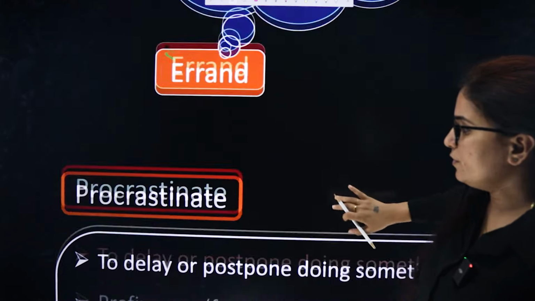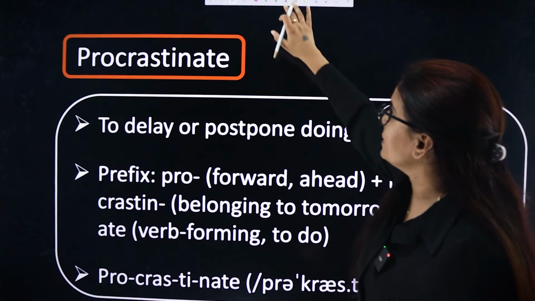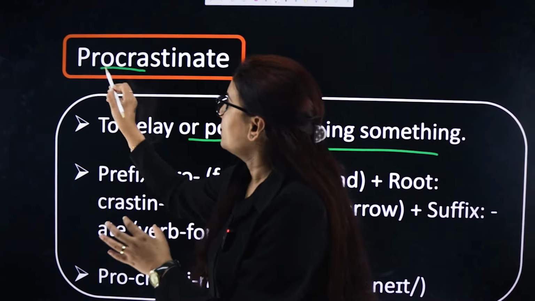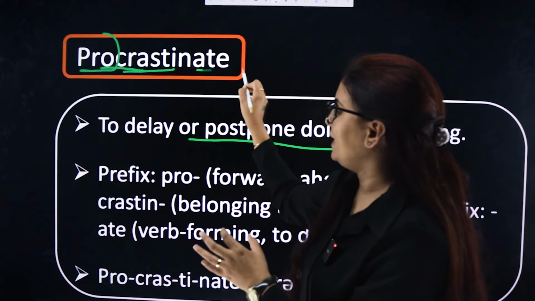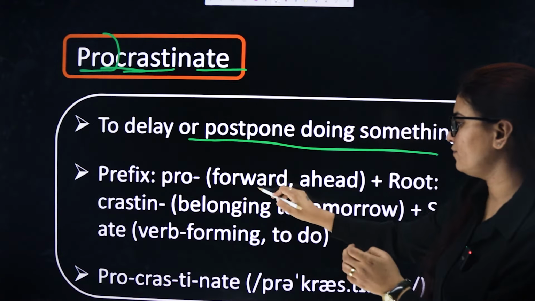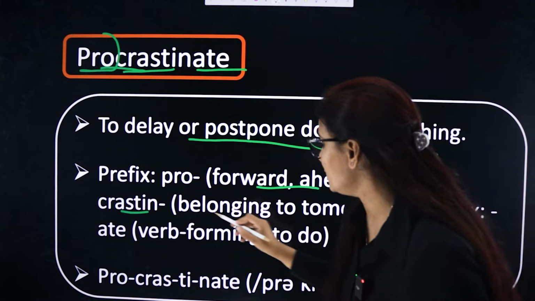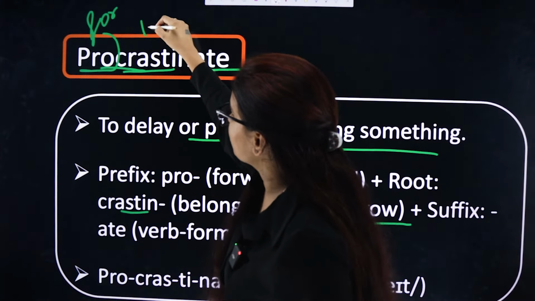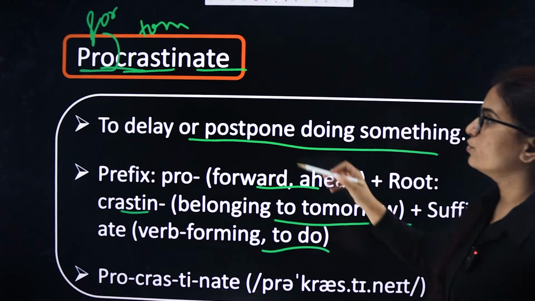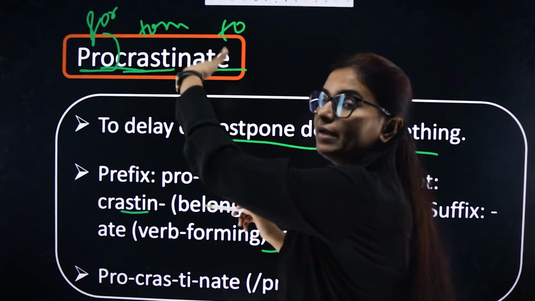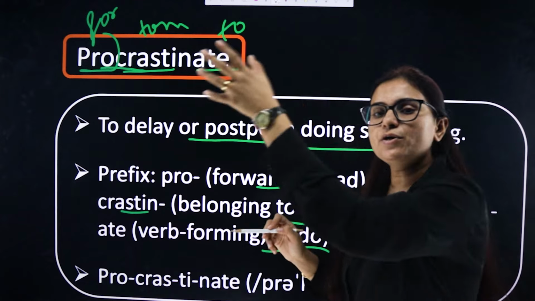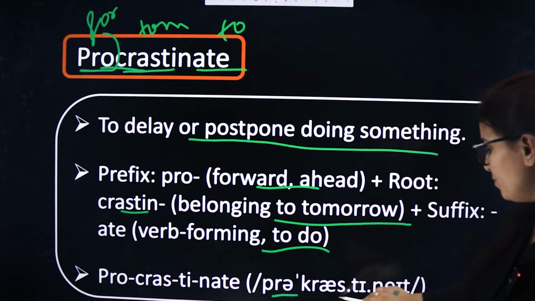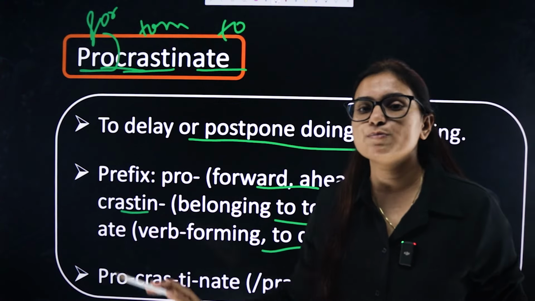Next word is on your screen, which means procrastinate. Procrastinate simply means when you postpone your work. Pro is one part, crastinate. Procrastinate. Pro means forward. Root is crastin, which means belonging to tomorrow. Forward, tomorrow, and ate is to do. When you forward your task for tomorrow. Procrastinate. Pronunciation is over here. It means to postpone your work.